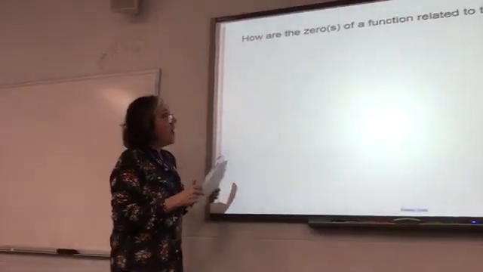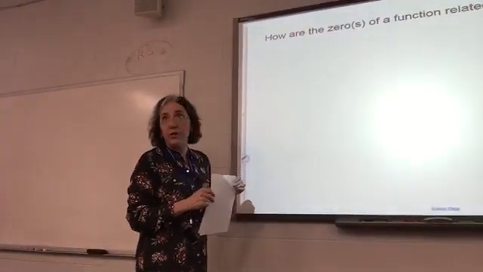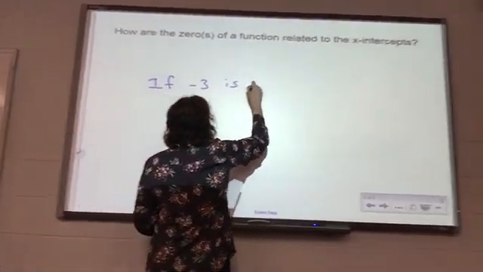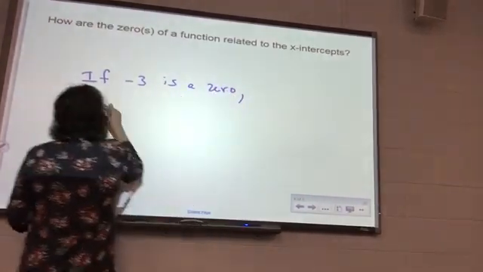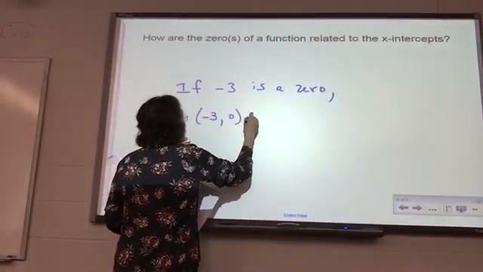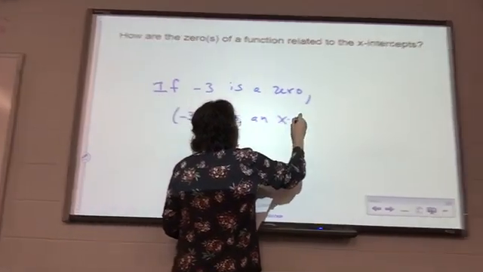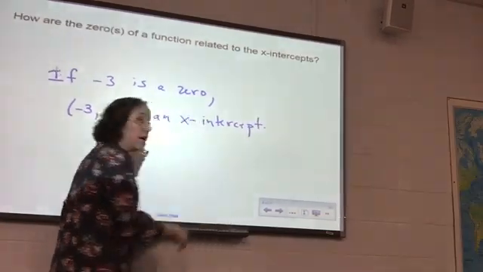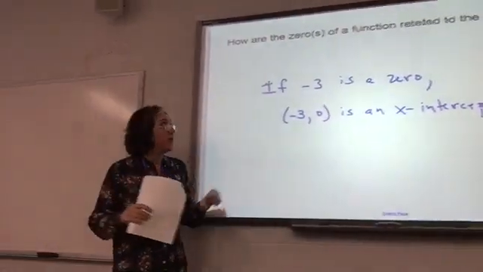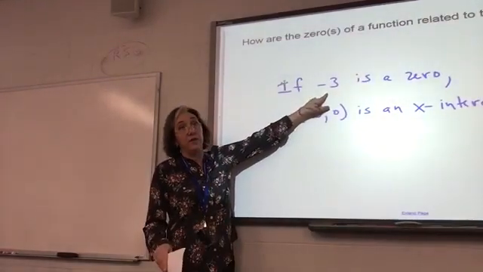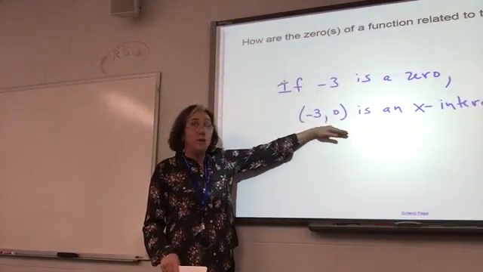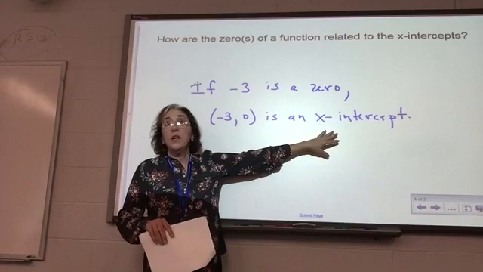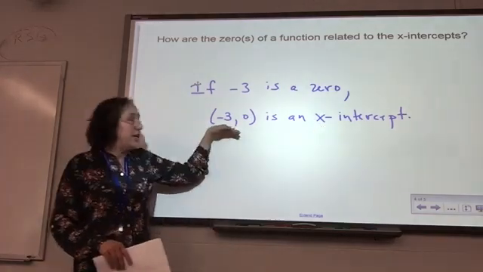So, how are these zeros related to the x-intercepts? Well, if -3 is a 0, then the point -3, 0 is an x-intercept. It's a little bit of a ticky point there. Be careful in your homework: if they ask you for the zeros, you're just giving the x values. If they ask you for x-intercepts, do you guys remember what an intercept is? It's where the graph crosses an axis, okay? So if it's an x-intercept, you need to give the point.